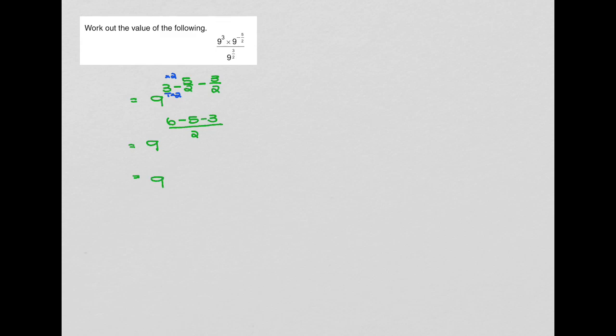So I've got 9. 6 take away 5 is 1. 1 take away 3 is minus 2 over 2. So that gives me 9 to the power of negative 1. That's not really a value yet. The actual value would be 1 over 9, because then the powers are all positive, and that is in fact the answer.